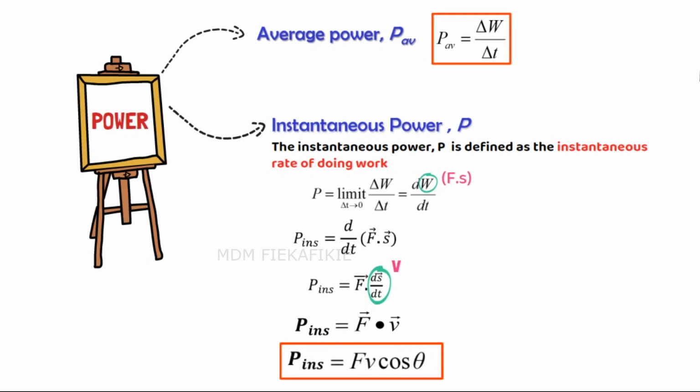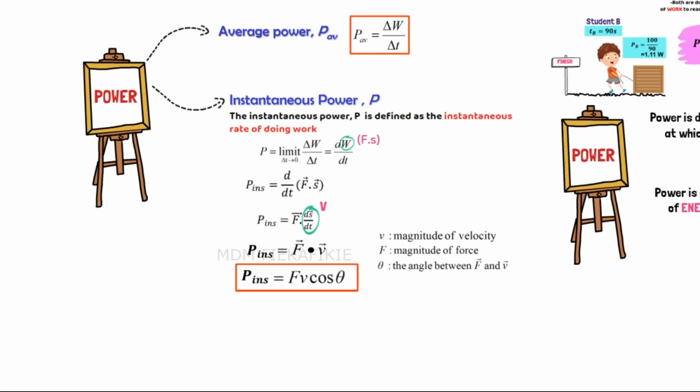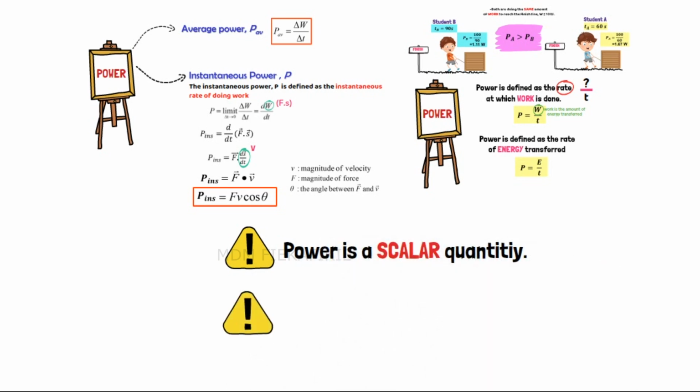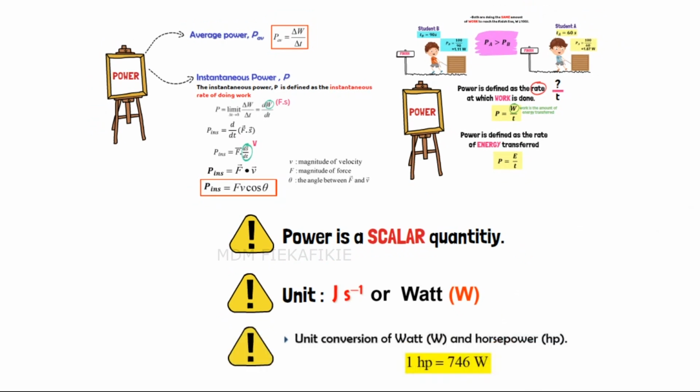Remember, where v is the magnitude of velocity, F is the magnitude of force, and theta is the angle between F and v. Jadi sebelum video ini berakhir, jangan lupa power is a scalar quantity dan unit untuk power adalah joule per second or W, which is watt. And remember that 1 horsepower is equal to 746 watt.